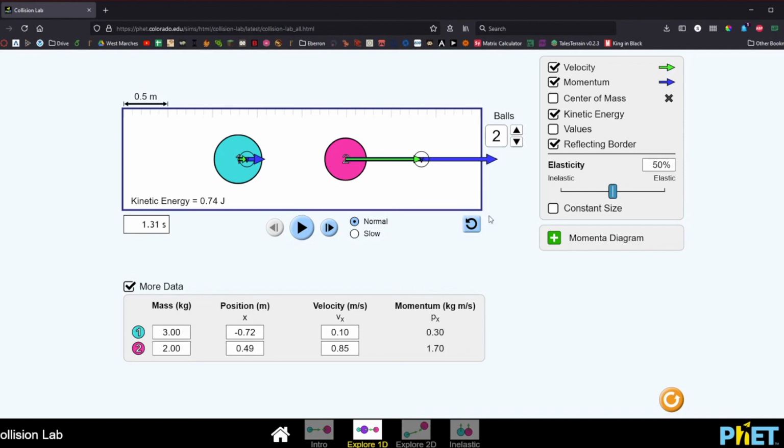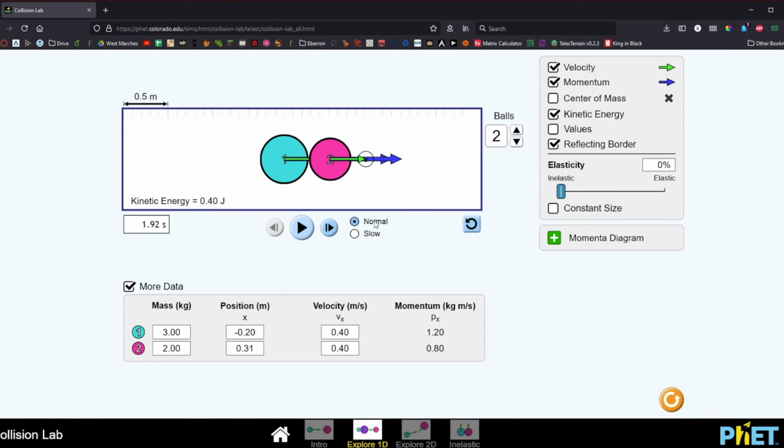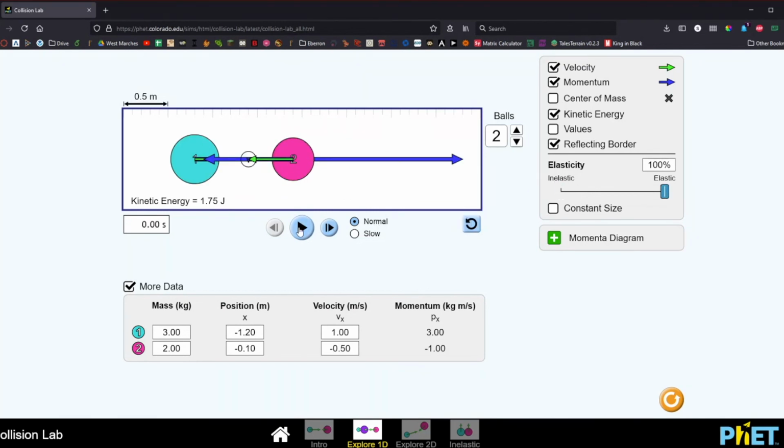No matter what the elasticity is of this situation, if I turn this down to 0, it's the same. If I turn it up to 100, it's the same.